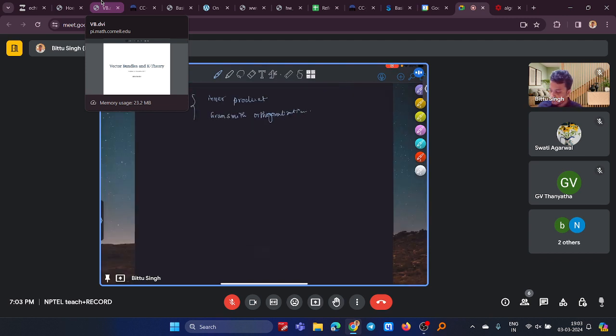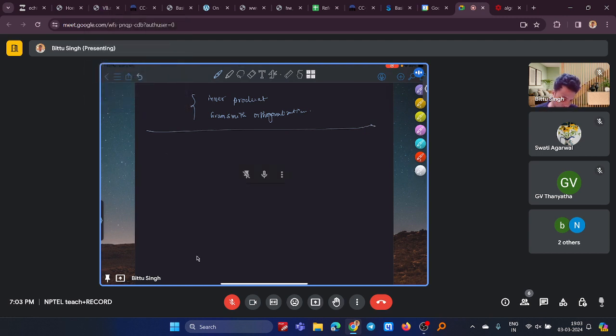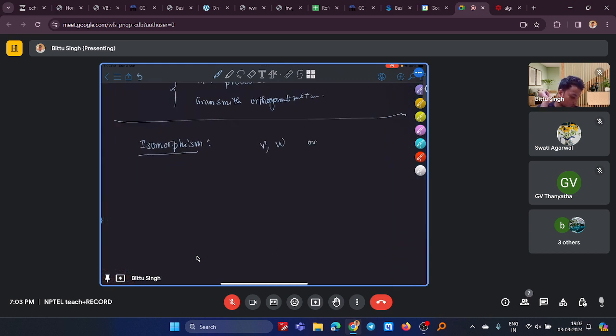First, instead of starting from here, let us give some definitions from previous days. So what is an isomorphism? Suppose V and W are two vector spaces over F. Then a map T from V to W, which is linear and bijective, those types of maps are called isomorphisms.